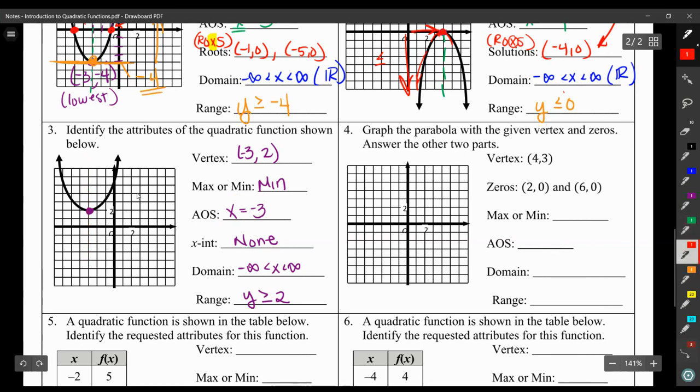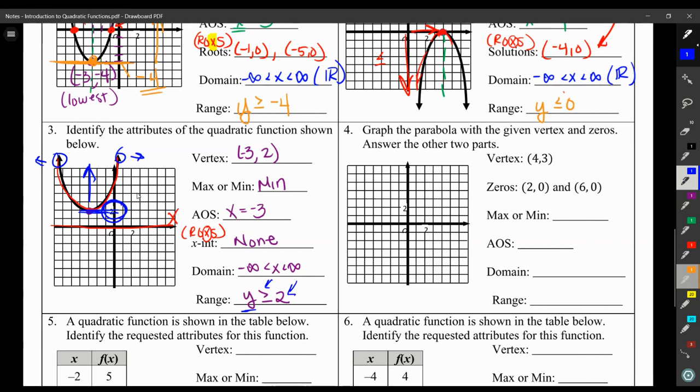This time, our ROXS, we actually had x-intercept. That's the easy one. That means there isn't any in this case because this parabola never intersects the x-axis. So there is no x-intercept. The domain is still all real numbers because this always continues left, this always continues right. And the range is all the numbers greater than or equal to the y value of 2.